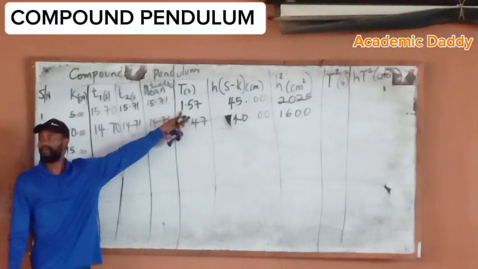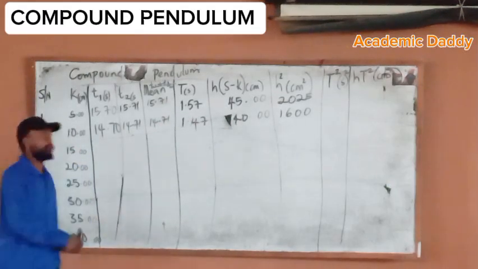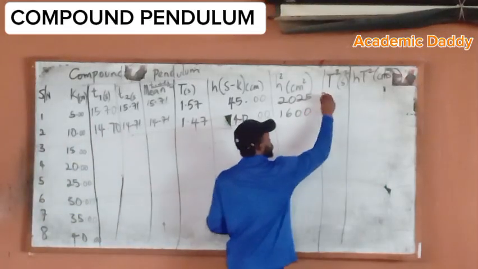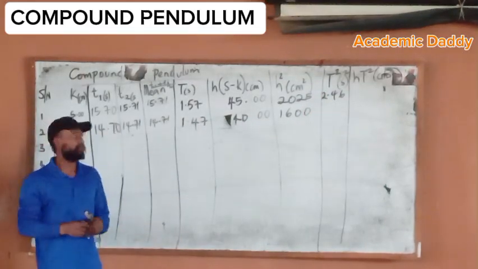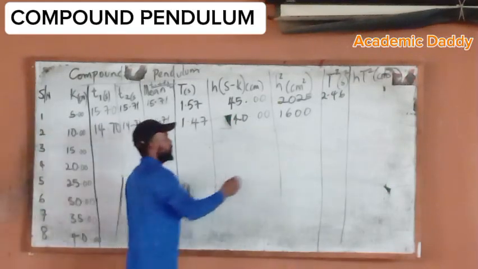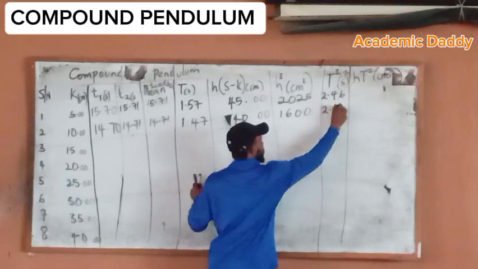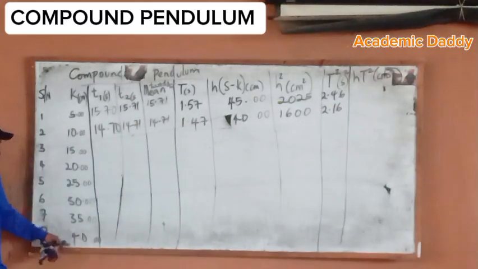What do you have? 1.57 squared is what? That's 1.57 times 1.57. What do you have? 2.46. Now do 1.47 times 1.47, which is 2.16. Go ahead. Do it the same way for everything so that you get the last part. Okay, I'm understanding this. Go ahead.